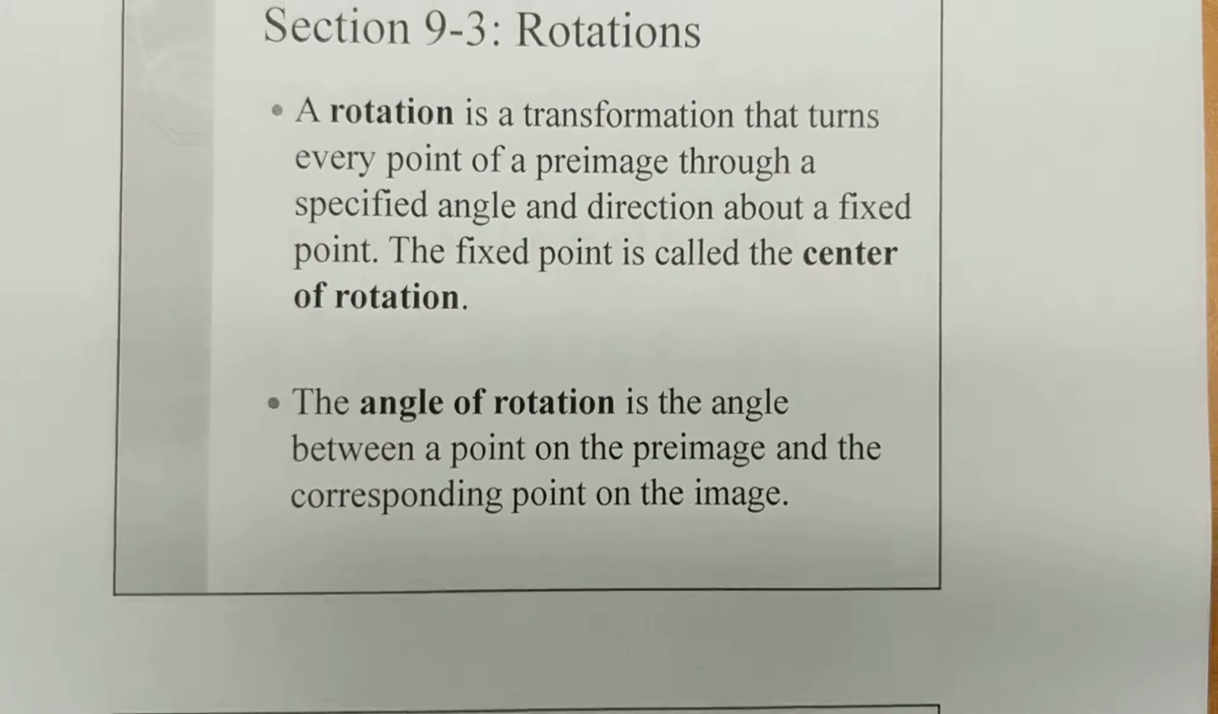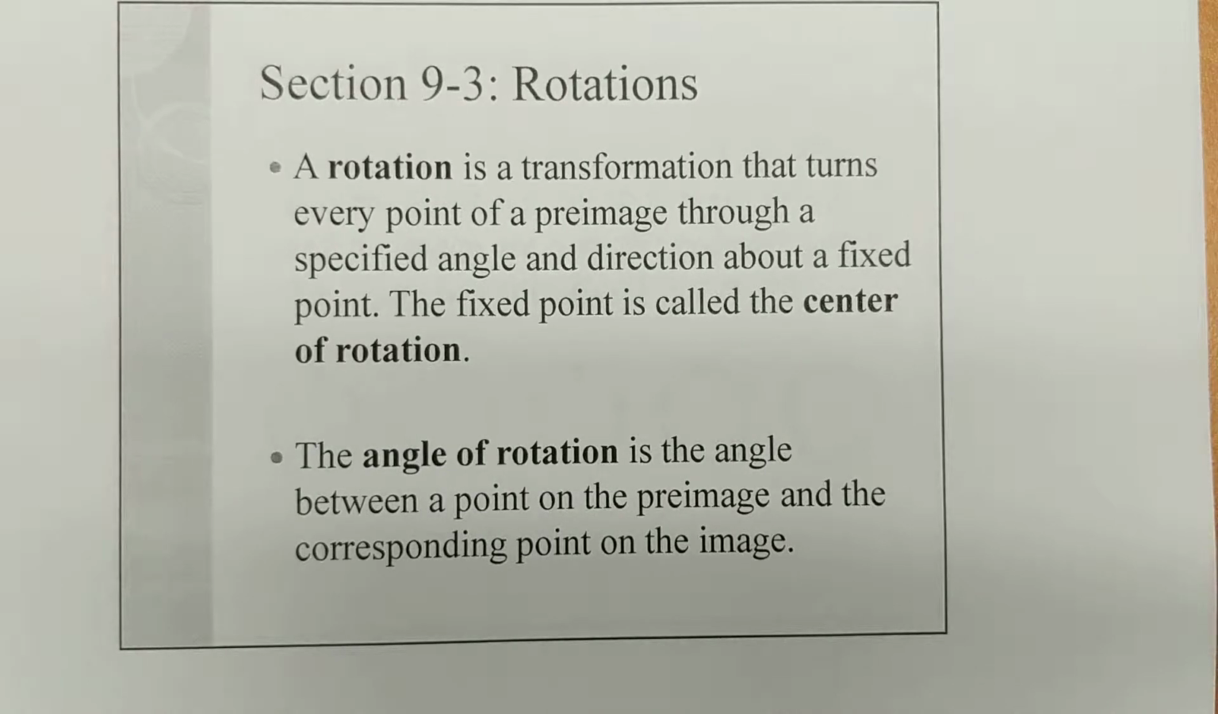All right, rotation is a transformation that turns every point through a specified angle and direction about a fixed point. That point is the center of rotation, so it's like the point at which everything pivots about. The angle of rotation is the angle between a point on the pre-image and the corresponding point on the image. So you can either be asked to find the angle or be given an angle in order to find the location of a point.